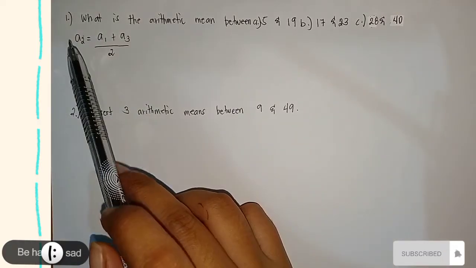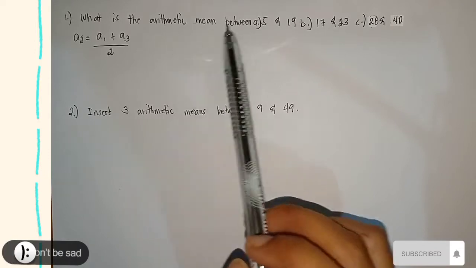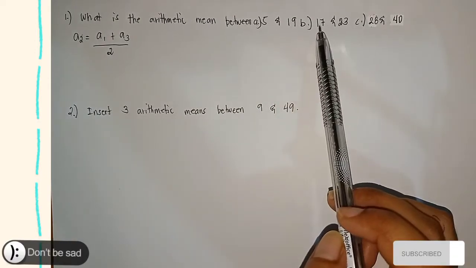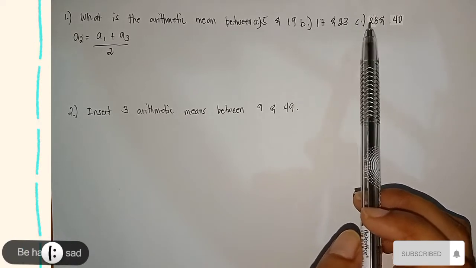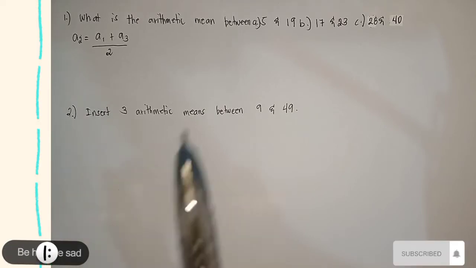Okay, for our example number 1, we have what is the arithmetic mean between A, 5 and 19, B, 17 and 23, C, 28 and 40. So, kapag ganito yung tinatanong, wala tayong kailangang i-insert, isa lang yung hinahanap natin na arithmetic mean or gitna lang ng tatlong term.